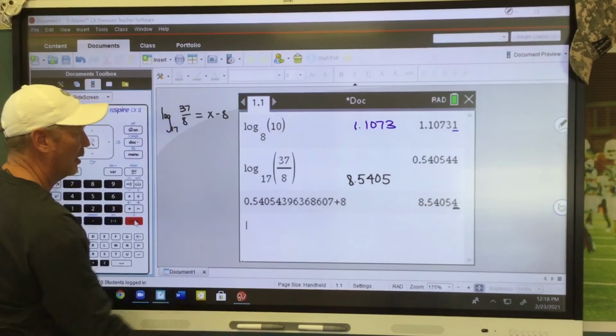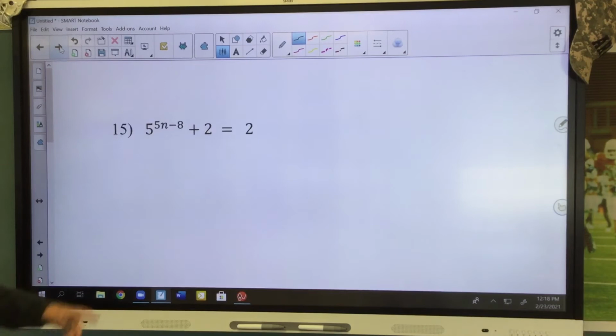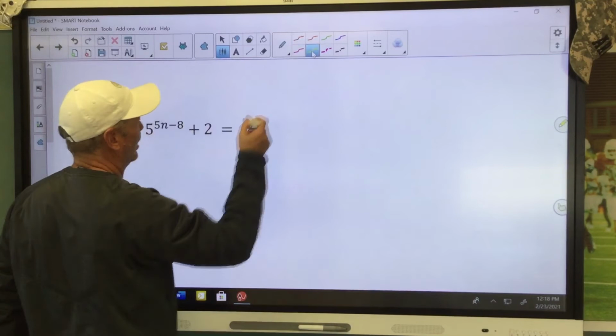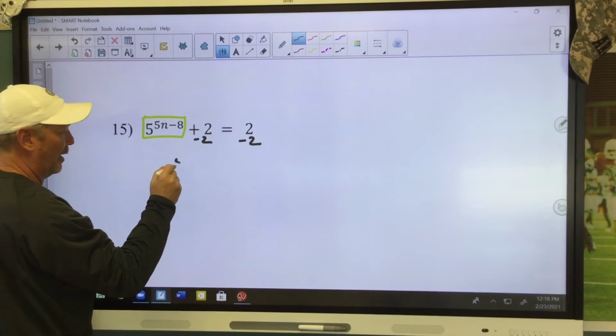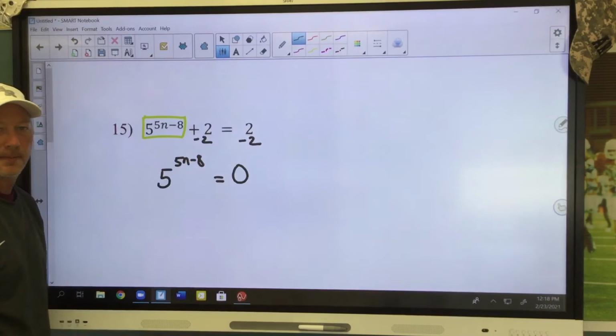Next problem, same concept, doesn't get much harder, okay? In this case, we want to get our exponent portion by itself. We're going to go minus 2, minus 2. We're going to get 5 to the 5n minus 8 equals 0. Now we're ready to convert it to a log.